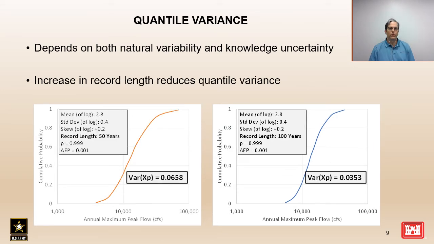In this example, we can see how the quantile variance also depends on the knowledge uncertainty, which is represented by the record length. So in this example, we can see that an increase in the record length reduces the knowledge uncertainty, which also reduces the quantile variance. So the plot on the right, which has twice the record length as the plot on the left, will have a smaller quantile variance.